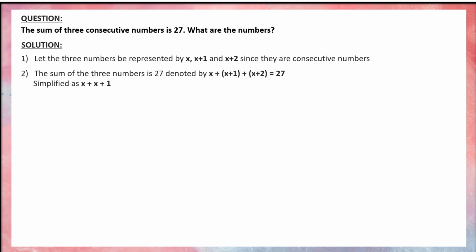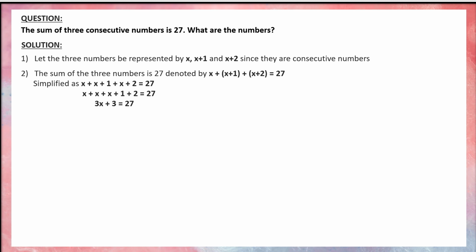We can simplify that by adding all the variables, or the x's, on the left hand side, and then adding the numbers on the left hand side and equating it to what we have on the right hand side. So if we look at the left hand side, we have x in 3 places, so we can add them up. Then we have 1 and 2 on the left hand side, so we can add them up.